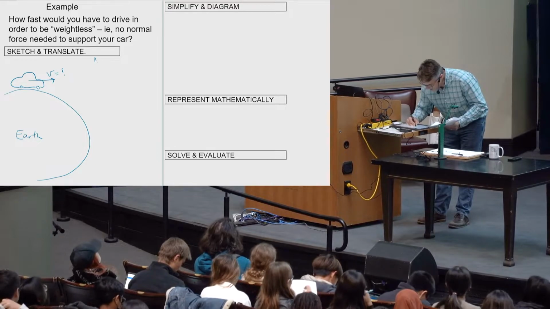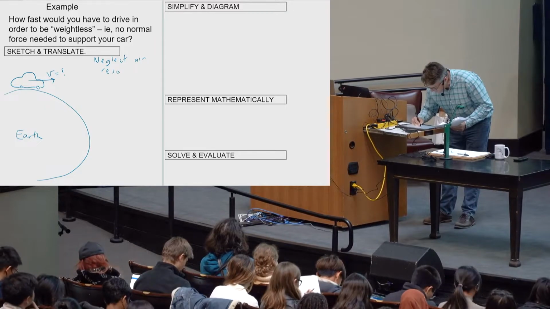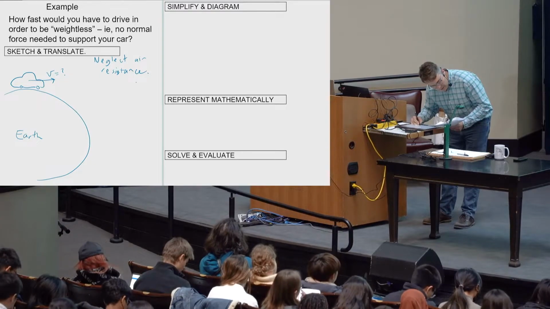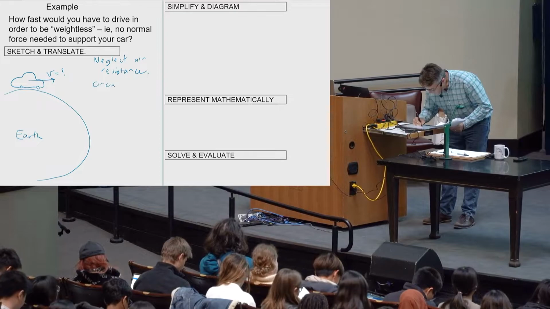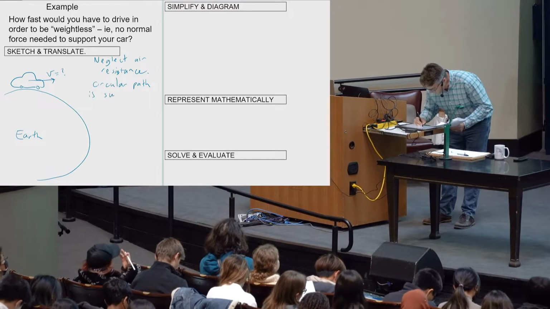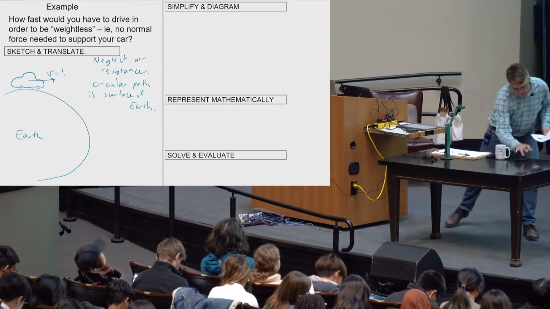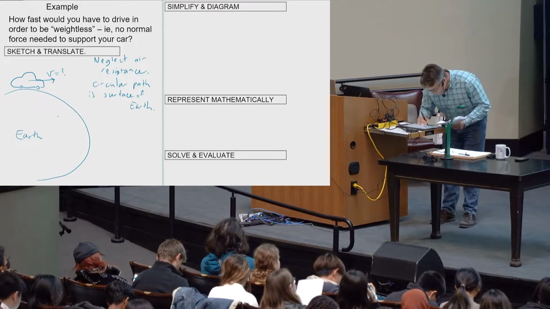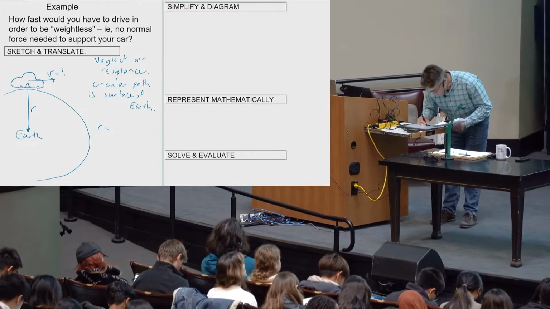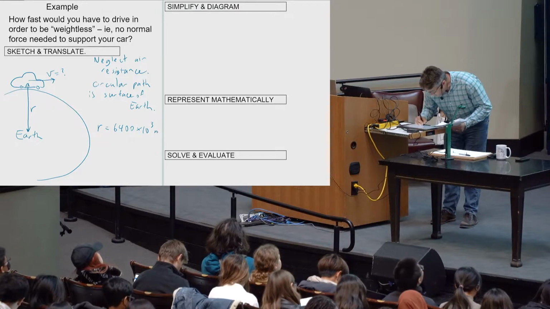So what I'm going to do first is neglect air resistance. That's always good to do. And all resistance. But the circular path is that I'm going around the Earth, the surface of the Earth. Yeah, we're good. And then this distance from here to here is r. R is equal to 6,400, roughly, times 10 to the 3 meters.